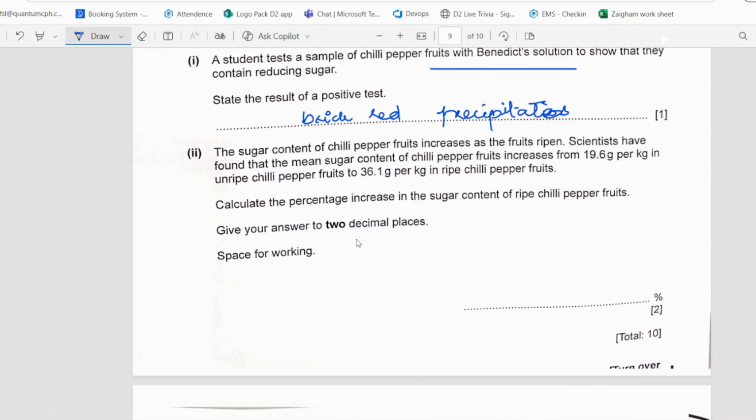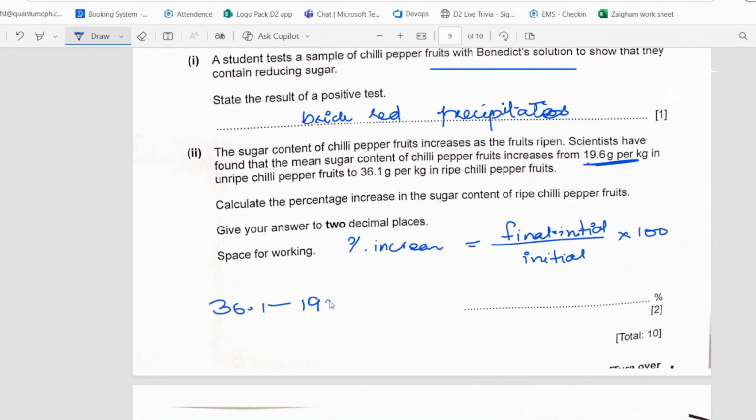Okay, so let's calculate the percentage increase. So the initial sugar content is 19.6 and the final sugar content is 36.1. So it would be equal to final minus initial divided by initial multiplied by 100. So it would be 36.1 minus 19.6 divided by 19.6 multiplied by 100. So you have to give the answer in 2 decimal places. 84.18, correct.